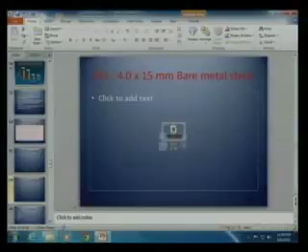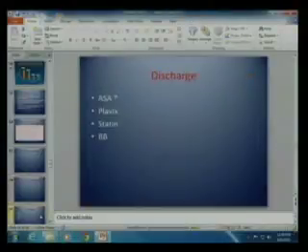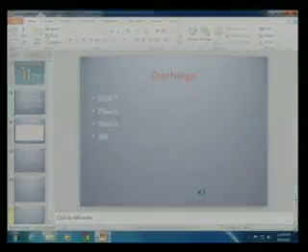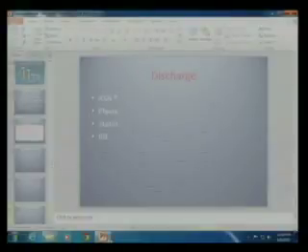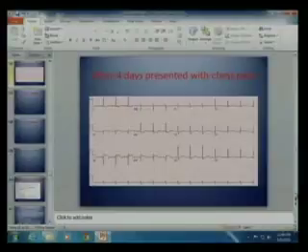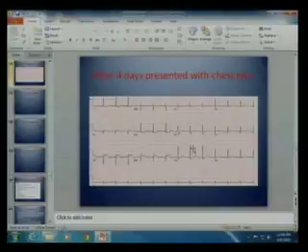But the story didn't end there. So she was discharged on aspirin, statin, and beta blockers. But 4 days after discharge, the patient came back again to the emergency room with chest pain. This is again the EKG. So 4 days after intervention, she came with another ST elevation MI.